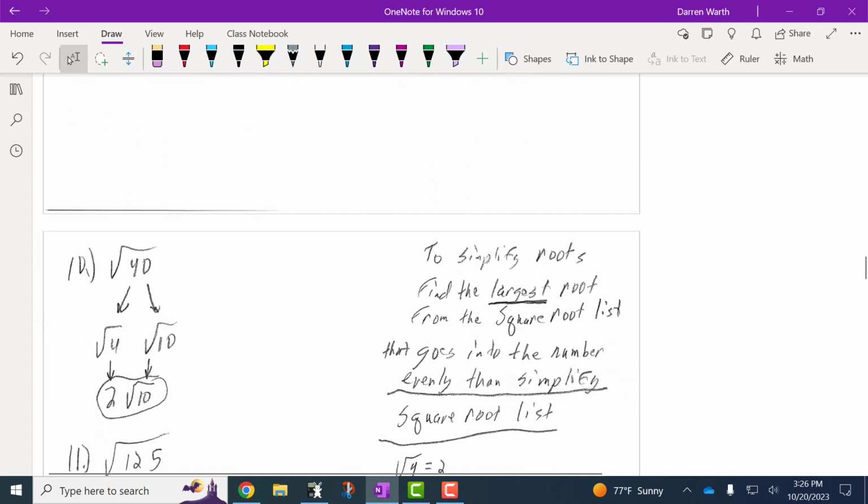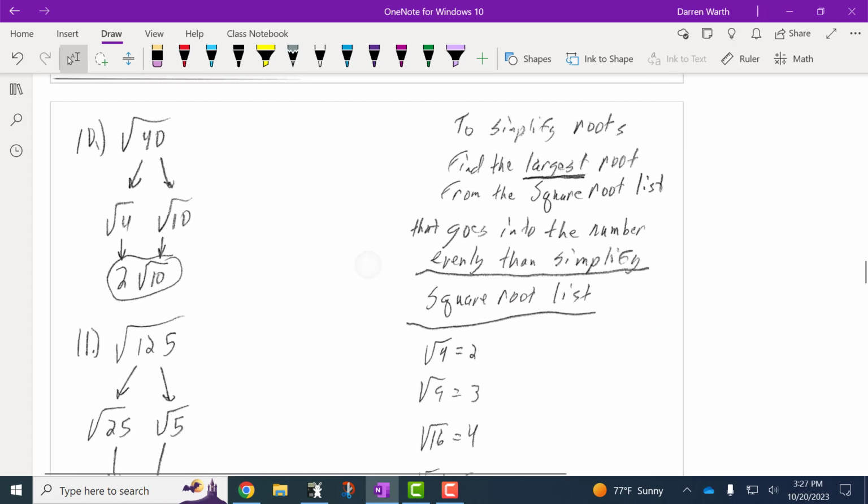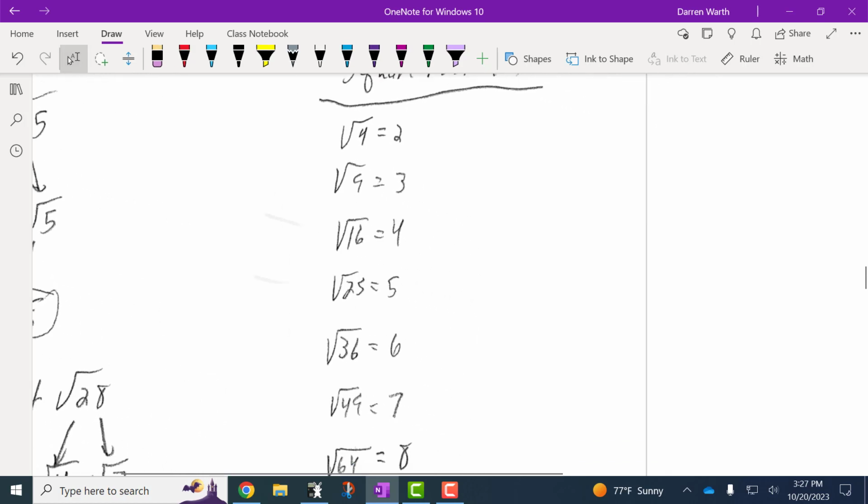So on this next problem, on number 10, we want to go ahead and simplify what are called radicals. Radicals are roots, and roots basically means that's our radical symbol. So whenever you see this little symbol like this, that's a radical symbol. So to be able to simplify these, you got to remember all your perfect squares or your perfect square radicals. And so I make this list for you.